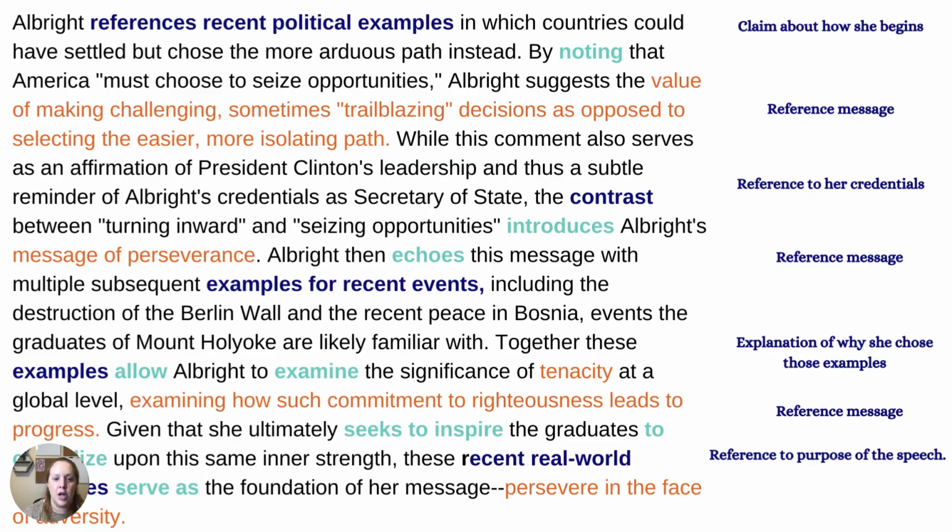Okay, so you can see other strong verbs there: introduces, echoes, allow, examine, seeks to inspire, to capitalize, serve as. Those are all just, I think, stronger words. There are instances where I could have chosen a weaker word, but I tried to choose something stronger. But you also see that the word examples is mentioned throughout as well. So it's really clear that I'm trying to analyze the examples, but notice that I do have where it says contrast. That was one of the things that we said: we noticed examples, but we also noticed contrast. You could do this or you could do this, and they're opposites: stay the same or progress.